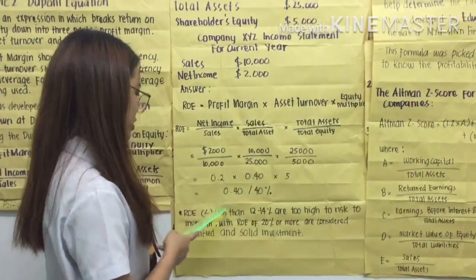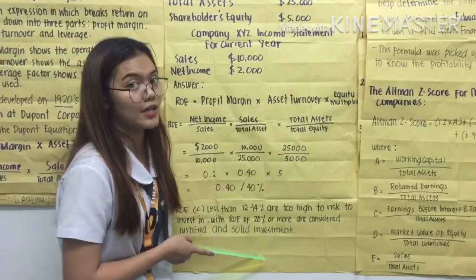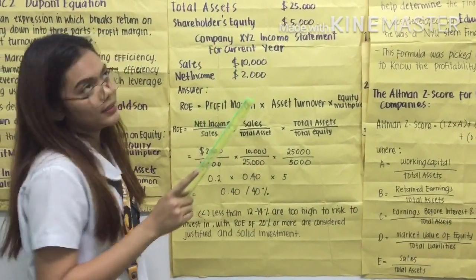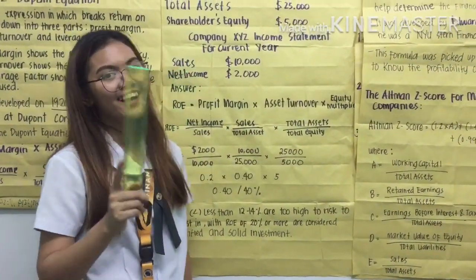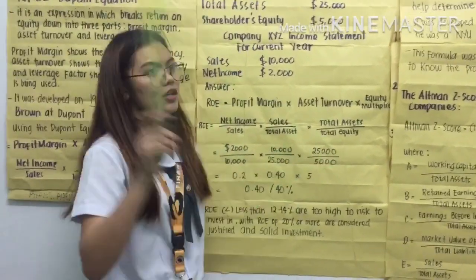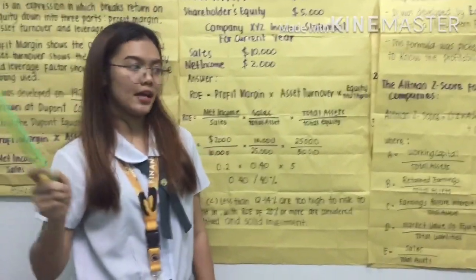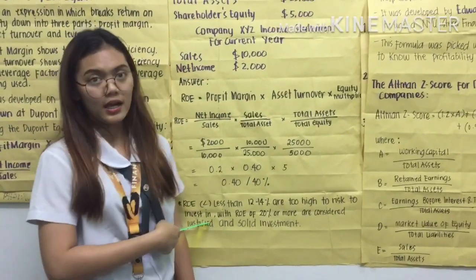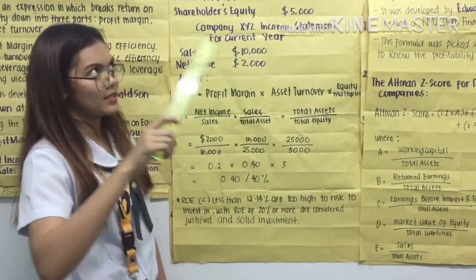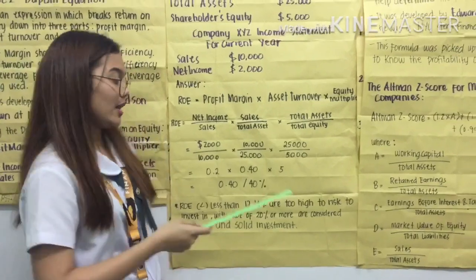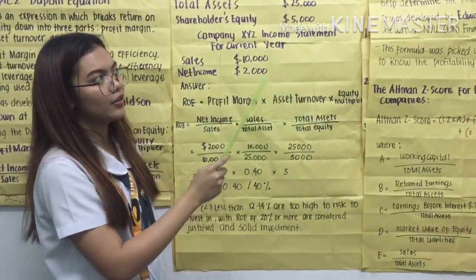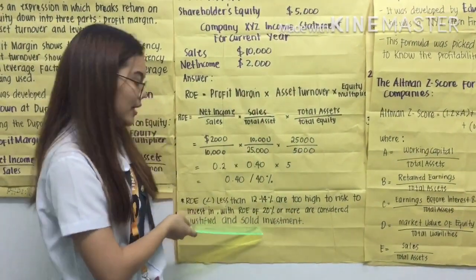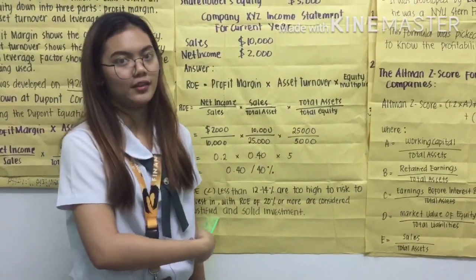They are considered a justified and solid investment when the percent is more than 20. At 12% to 14%, they are too high a risk to invest, while when it is more than 20, they are called a solid investment and considered justified.